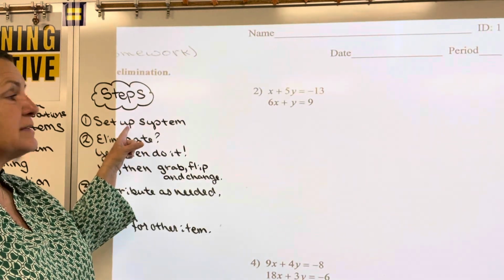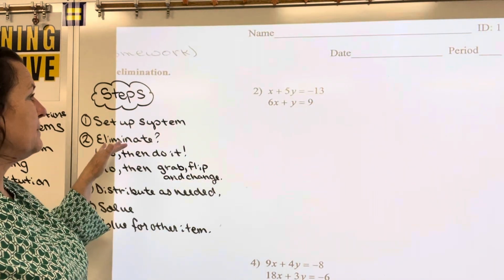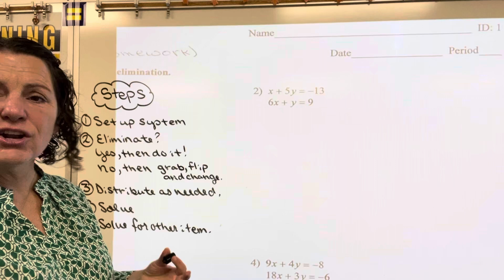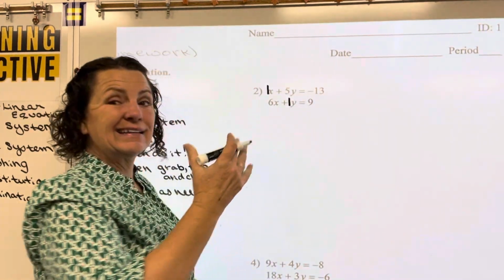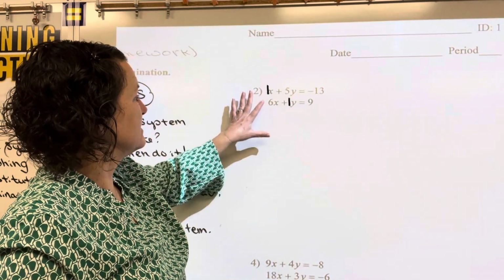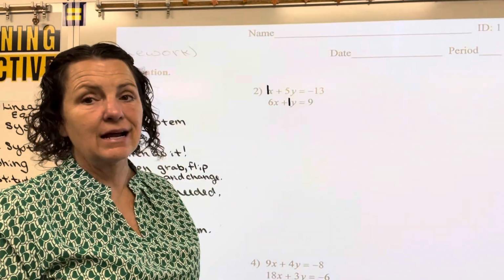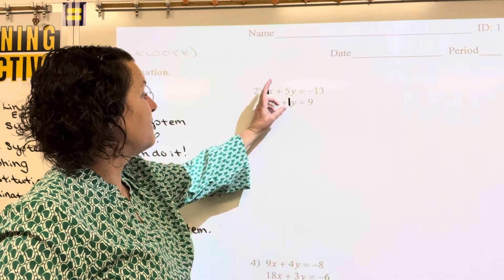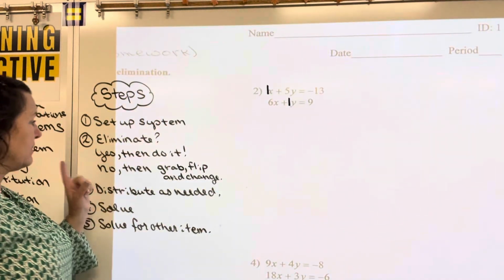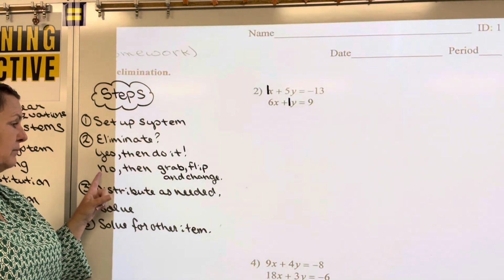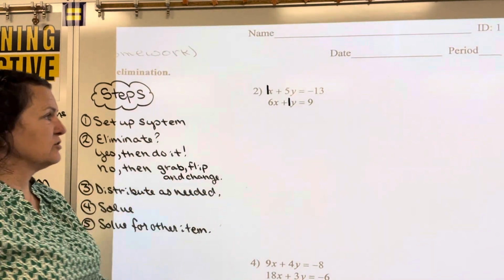First step, set up the system. Done. Eliminate. Does anything cancel? I don't know. I'm a visual learner, so I should throw these ones in so that my brain can see it. 1x and 6 more x's, that does not cancel. They are not opposites. 5y and 1 more y, they are also not opposites. So we are at the no. These do not eliminate. We're going to grab, flip, and change the sign.